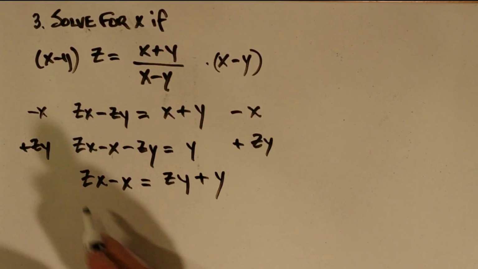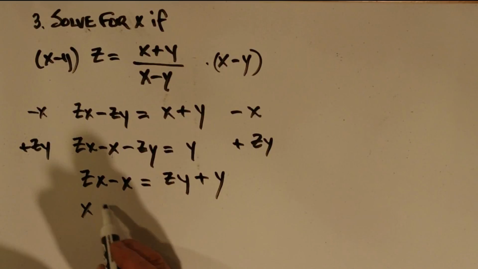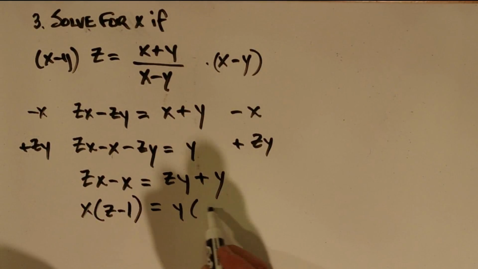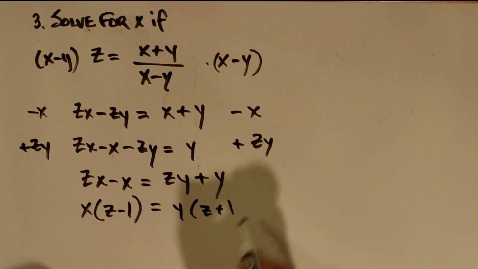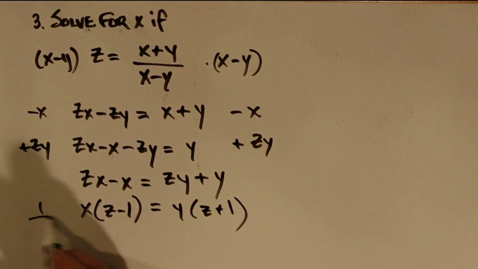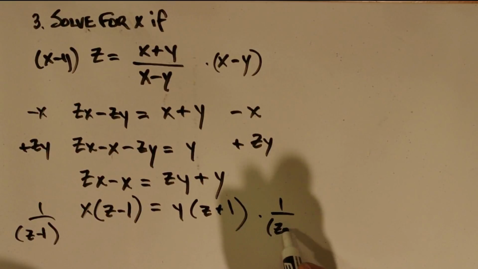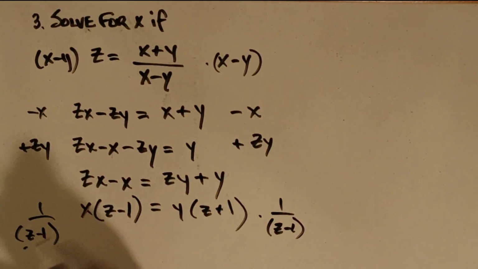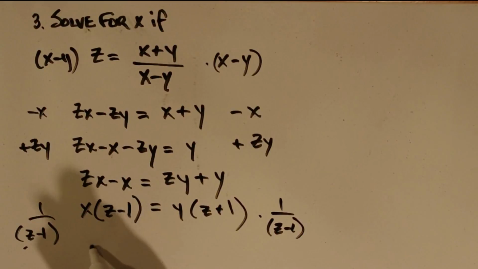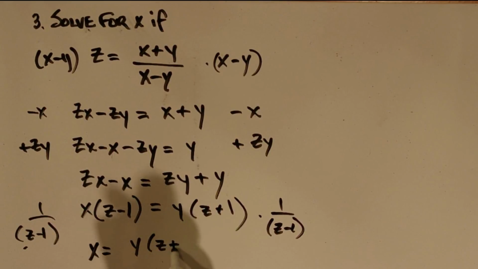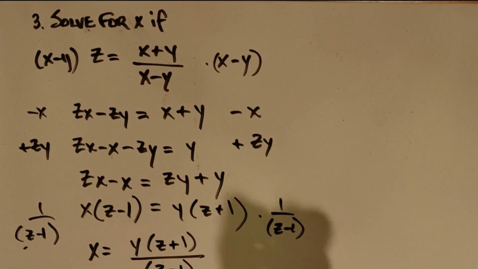We can pull the x out from the left-hand side. X times the quantity z minus 1 is equal to y times the quantity z plus 1. And if we divide both sides by z minus 1, we get our result. And we find x is equal to y times the quantity z plus 1 divided by the quantity z minus 1. And there's the solution.